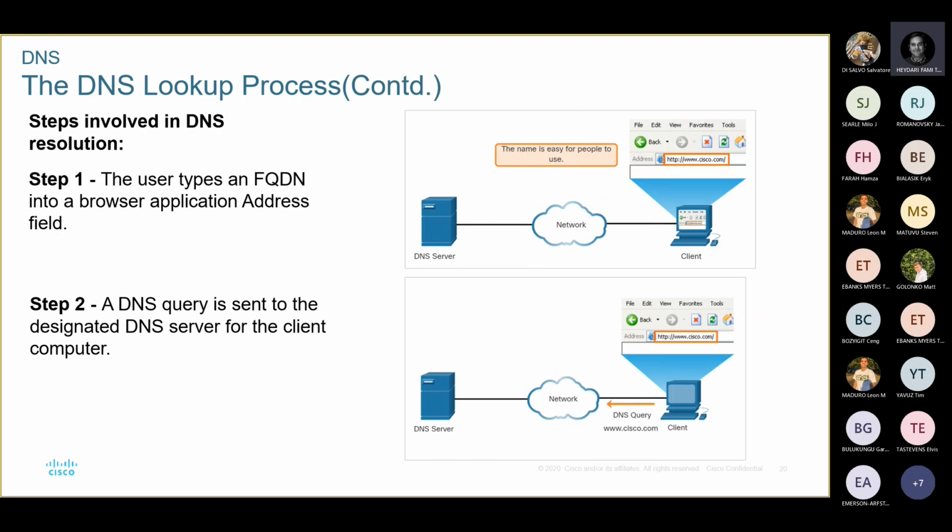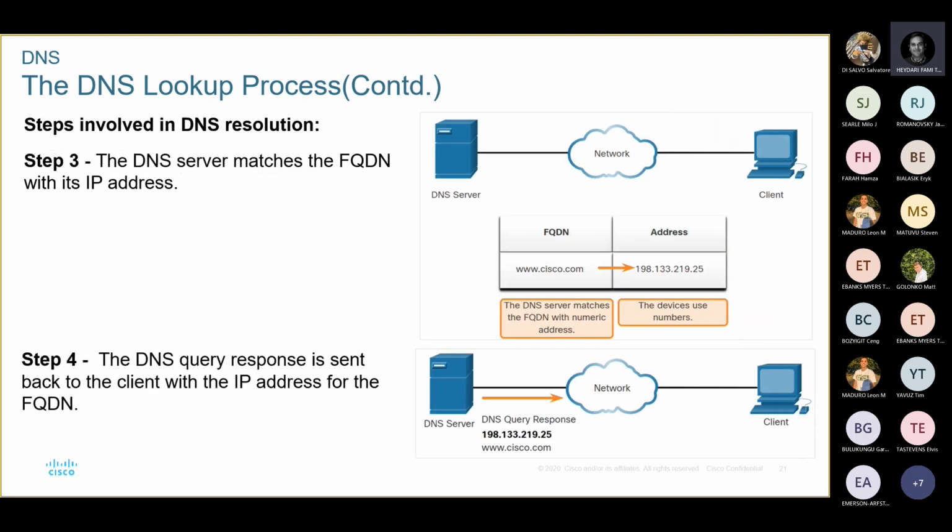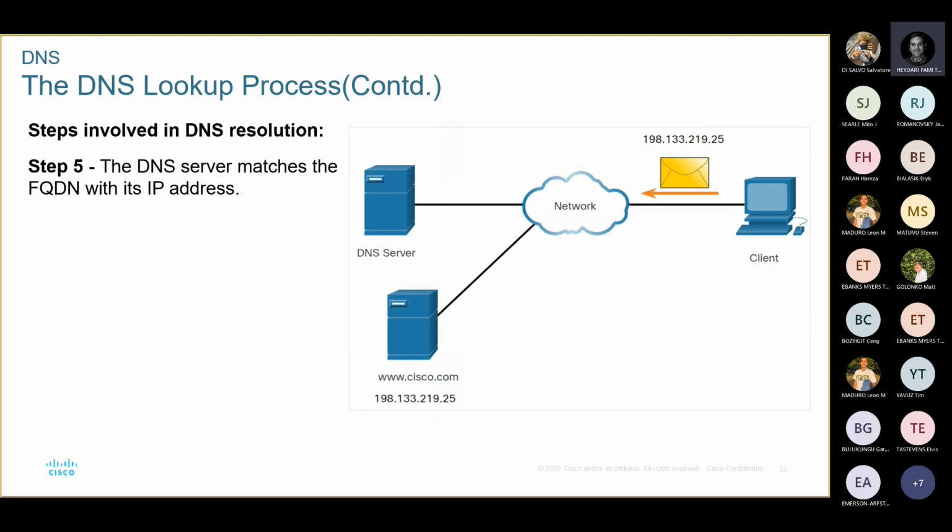So FQDN, fully qualified domain name, is what you put in your browser. The next step, a DNS query is going to be sent. And then the mapping between the FQDN and that IP address is going to be found in one way or another, depending on the right DNS within the hierarchy, which has that first-hand information, and it is going to come back to you. That's it. You're done.